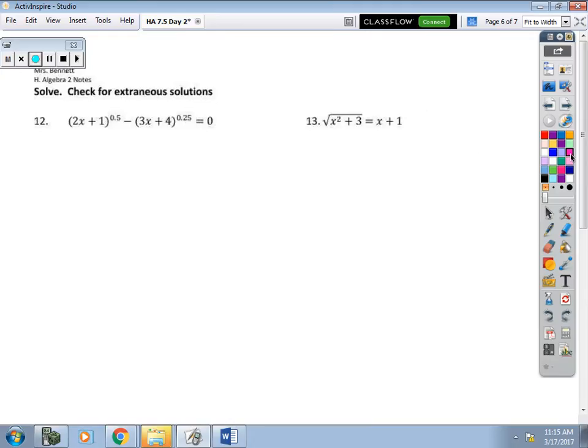So we do see decimal roots, or decimal exponents. So we probably want to change those back to be fractions first. So 0.5 is just 1/2. Remember, you can always do 5/10, because that's in the 10th place, which reduces to 1/2. And then we have minus 3x plus 4. 0.25 would be 25 out of 100, which then is 1/4.